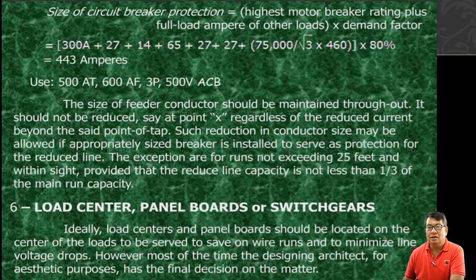Okay. So the size of the feeder conductor should be maintained throughout. It should not be reduced, say at any point, regardless of the reduced current, no? So ibig sabihin do not use smaller or bigger size of the conductor. All the conductors should be the same for that branch circuit. Okay, the exceptions are for runs not exceeding 25 feet and within sight, provided that the reduced line capacity is not less than 1/3 of the main capacity.